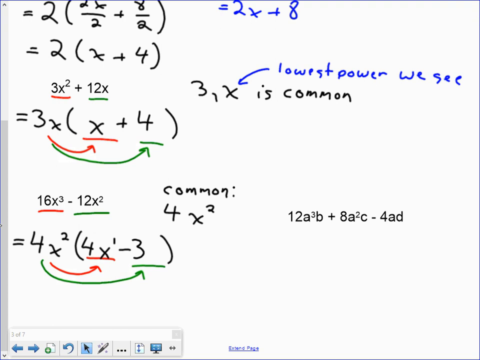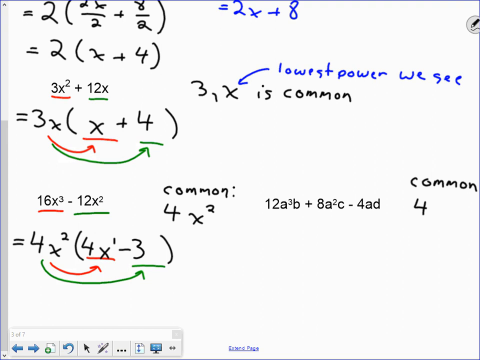And we can make this more complicated by adding in more variables and by adding in more terms, but we do it the exact same way. So here we've got 12a cubed b plus 8a squared c minus 4ad. Let's start by what is common in terms of the numbers and in terms of the variables. So we look at all 3 of these terms, 12, 8, and negative 4. Those numbers are all divisible by 4, so a 4 is common to all those terms.